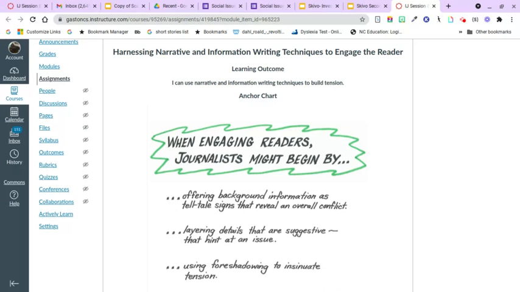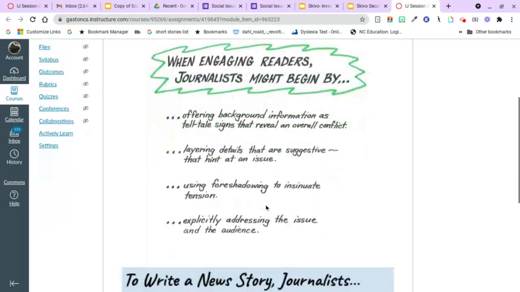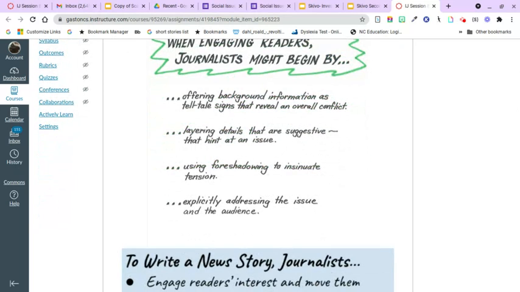When you engage your readers, you might want to start by offering some background information. But if you do that, you need to still keep it interesting. You need to pique their interest. You can layer details that are suggestive, that hint at an issue, and you'll see how I've done that in my leads. Or use some foreshadowing to insinuate tension.